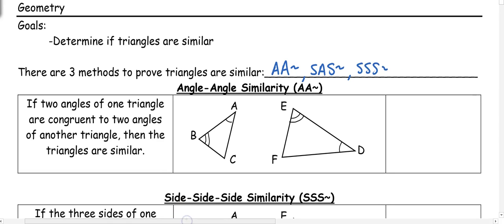So in this picture, we have that A is congruent to D because they have the same markings, and we know that B is congruent to E because they also have the same markings. So now that we have two angles from each triangle that are congruent, we can say that triangle ABC is similar to triangle DEF by angle-angle similarity.